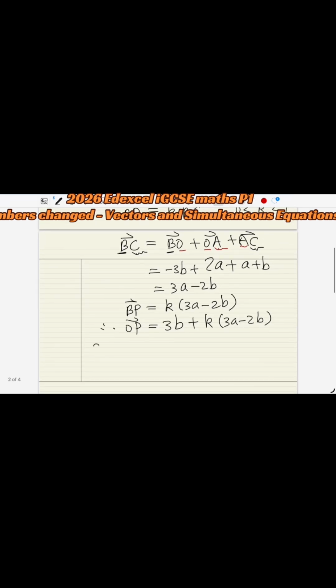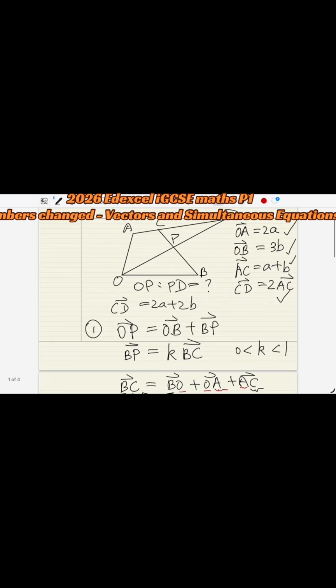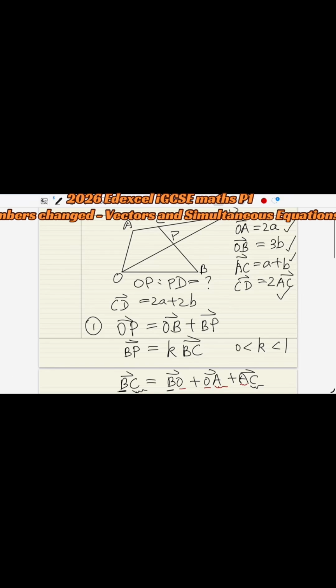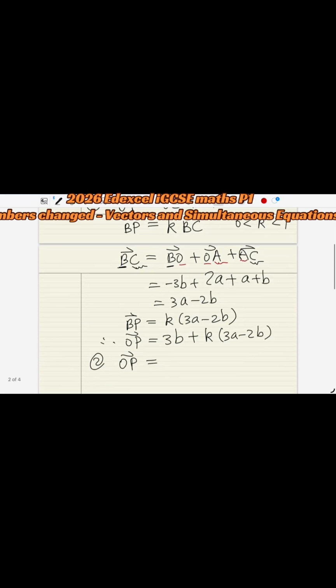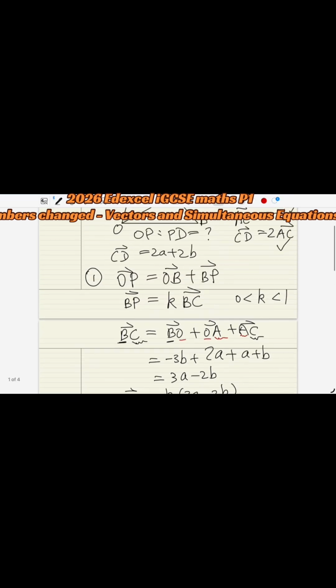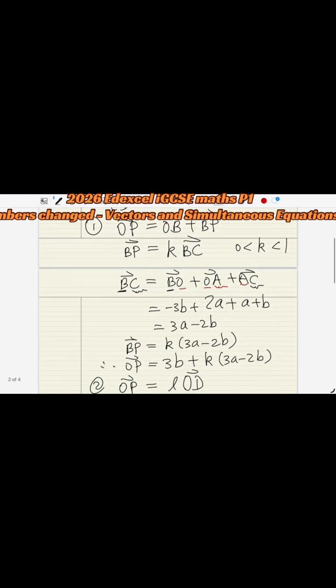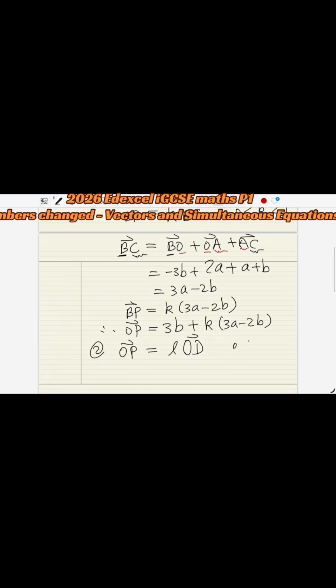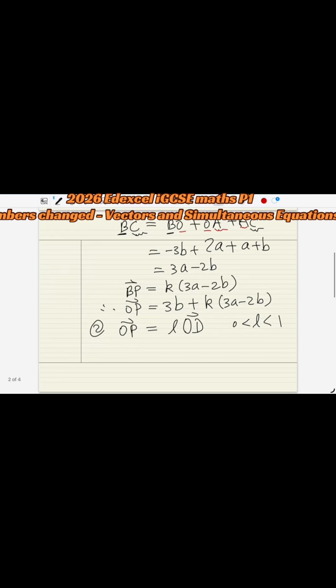So let's find the second path. OP also lies on the straight line of OD. Therefore, we can write OP is l of OD. Because OP is part of OD, we can use another constant, l, which is the same thing here. l is between 0 and 1, and this is our OP.